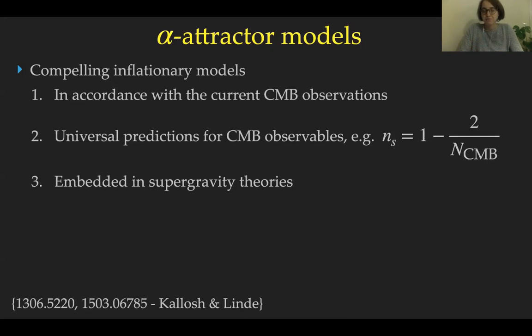The CMB observables within alpha-attractor models don't really depend on details of the potential, and they can be given by general expressions which depend on the number of e-folds elapsed between the CMB crossing, so when the CMB scale crossed the horizon, to the end of inflation. And this is N_CMB. So here you can see, for example, the expression for the tilt, n_s, which is a simple expression of N_CMB, and does not depend on details of the inflaton potential.